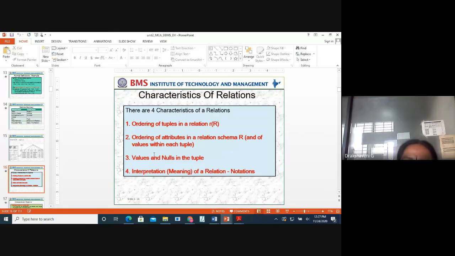These are the four characteristics of the relation: ordering of tuples in the relation, ordering of attributes in the relation, values and nulls in the tuple, then interpretation of the relation in the notation. These are the four characteristics which we have to see in the relation.